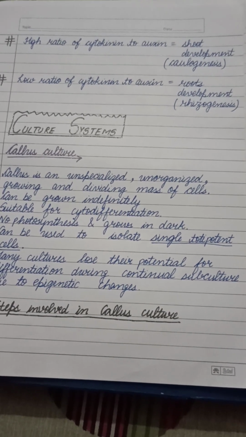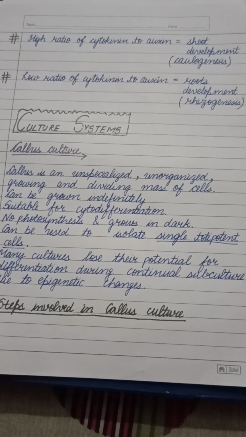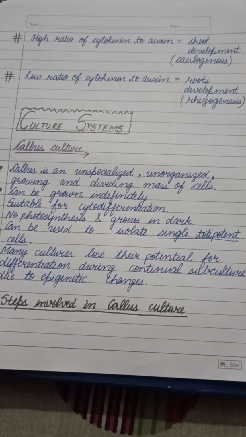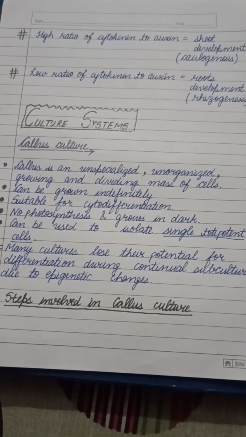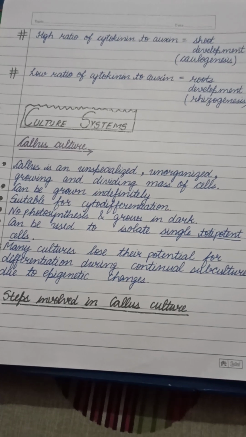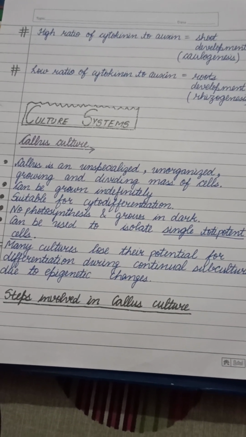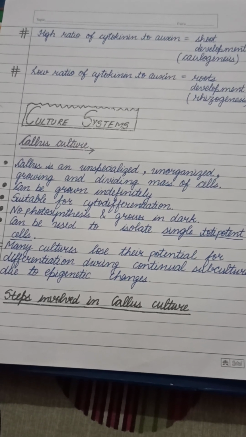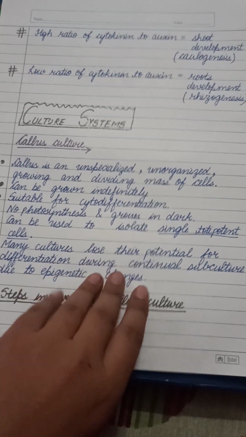Culture systems. Callus culture. Callus is an unspecialized, unorganized, growing and dividing mass of cells. It can be grown indefinitely. It is suitable for cytodifferentiation, has no photosynthesis and grows in the dark. It can be used to isolate single totipotent cells. Many cultures lose their potential for differentiation during continual subculture due to epigenetic changes. Steps involved in callus culture.